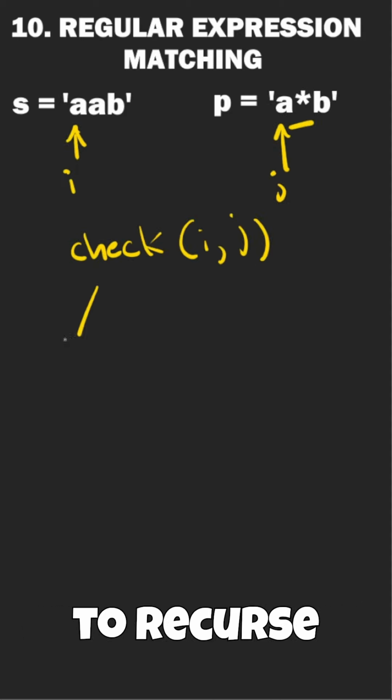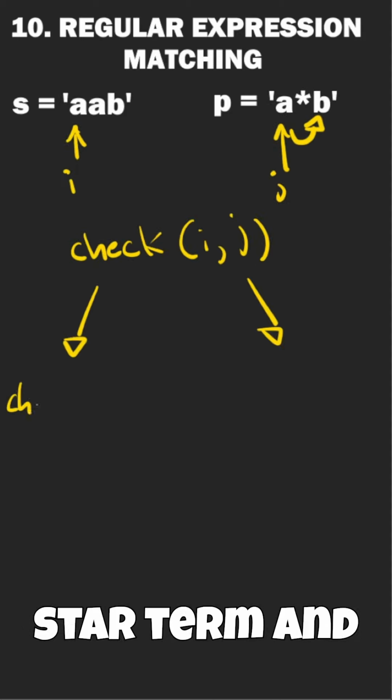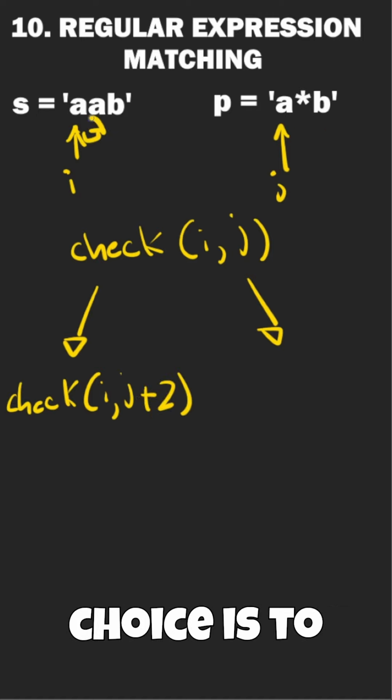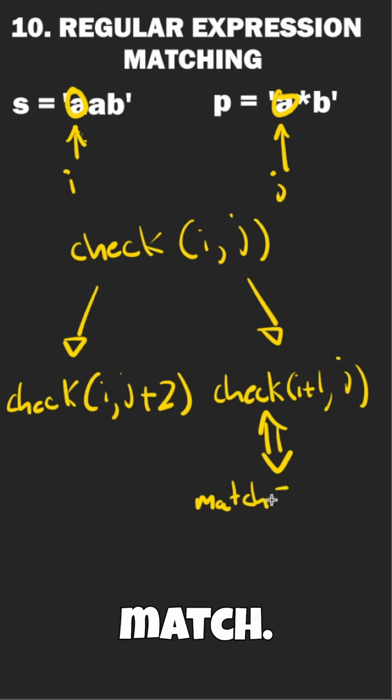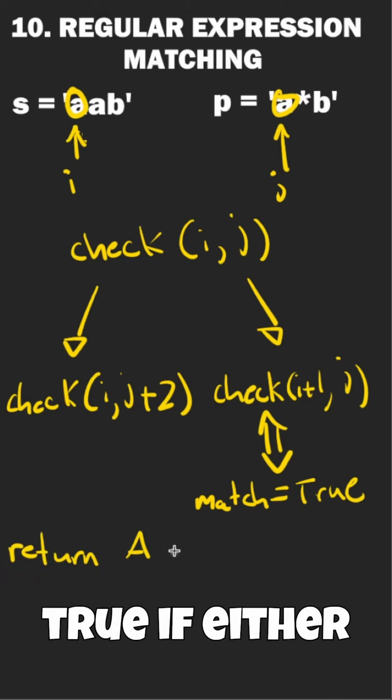For the star case, we want to recurse over two choices. The first case is where we stop using the star term and check i and j plus 2. The other choice is to keep using the star term and increment i instead. Keep in mind we only want to use the star term if there is a match. Since we are checking both options, we want to return true if either option is true.